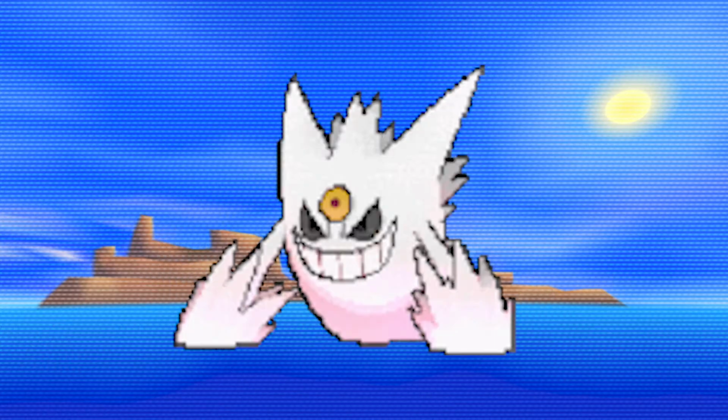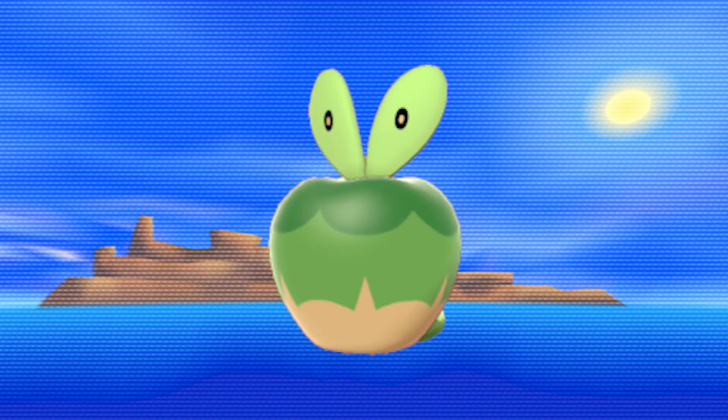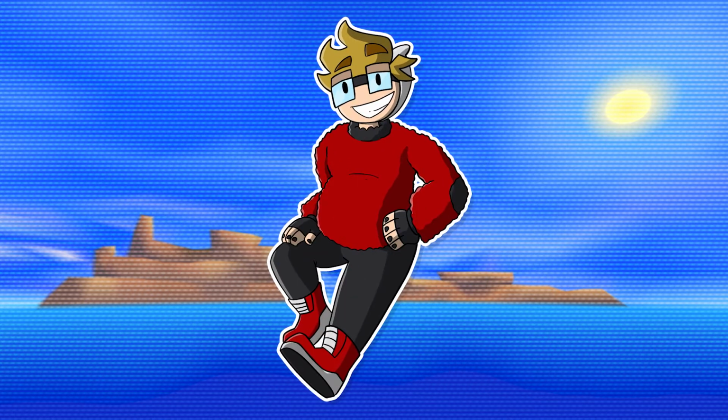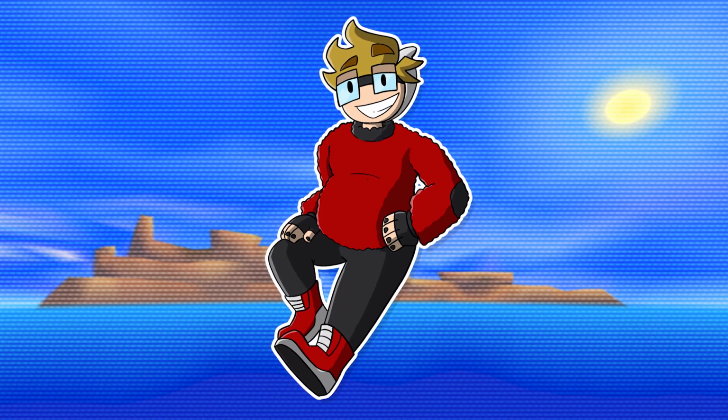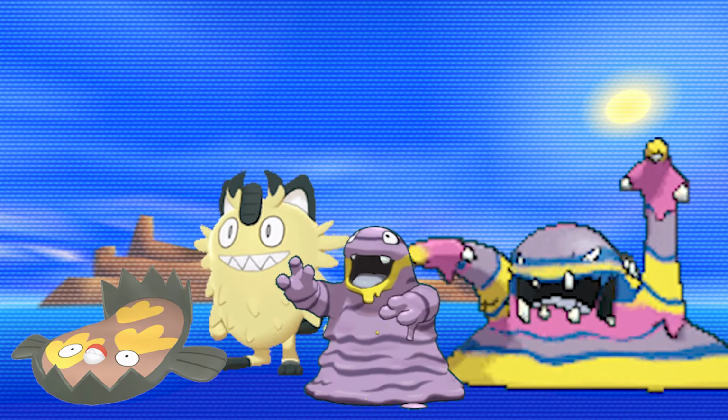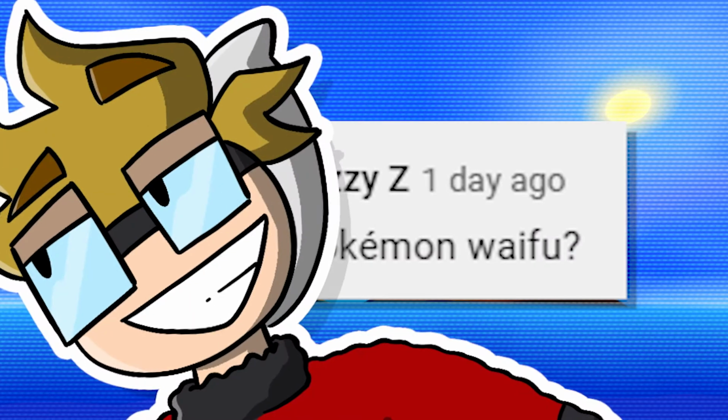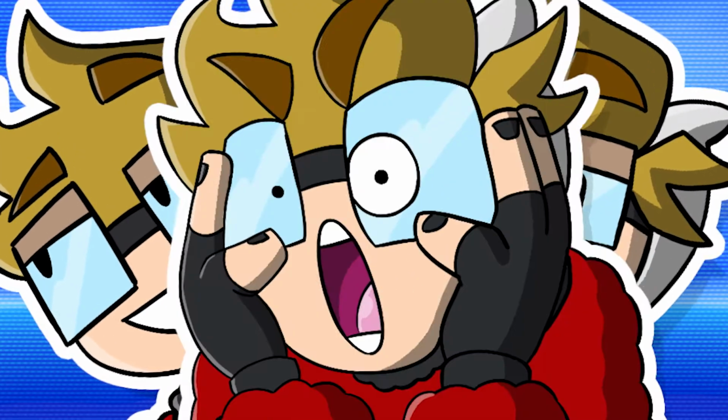Metagross, Chandelure, Mega Gengar, Clauncher, Sandygast, Applin. I also love when alternate forms have shinies that throw back to their original iteration. You know what I'm talking about, these guys. Pokemon Waifu. Yes. Yes. Yes!